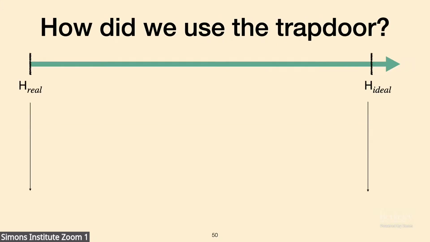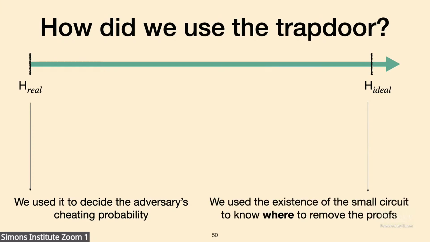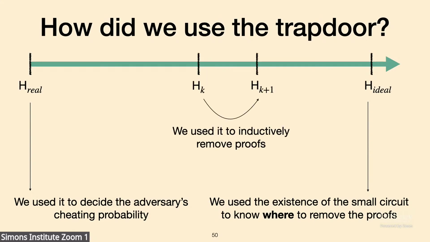OK, so I'll just very quickly say again how we use the trapdoor. We use the trapdoor first in the real world to decide what the adversary's cheating probability was. Then we used it in the ideal world to plant, where I want to remove the proofs. And we used it to inductively remove proofs. And I really think this is the main thing that I cannot get rid of.